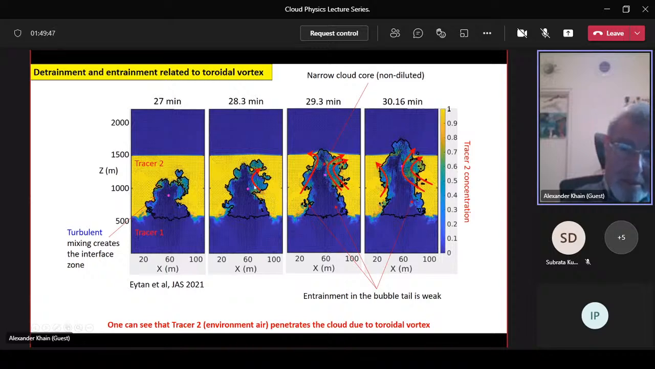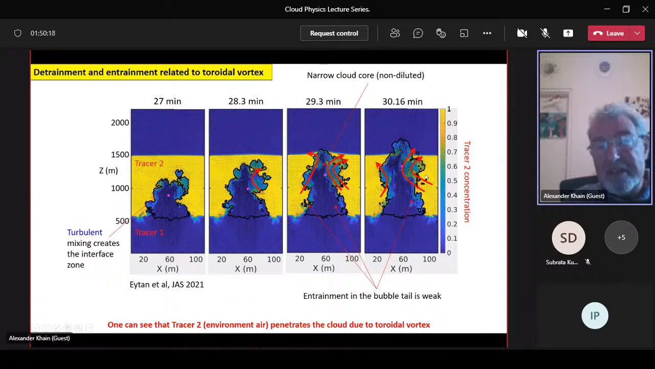Its tracer penetrates the cloud. And of course, when the cloud grows, we see a larger and larger area of entrained tracer, or this is the area of entrainment. This is the area of entrainment because of this toroidal vortex. And we see this very well.